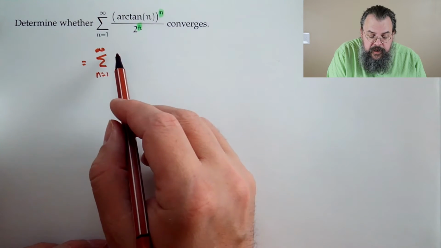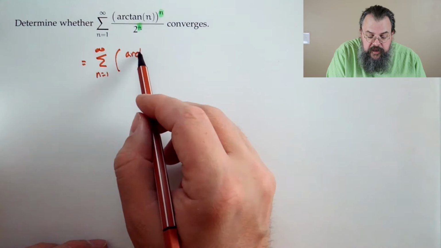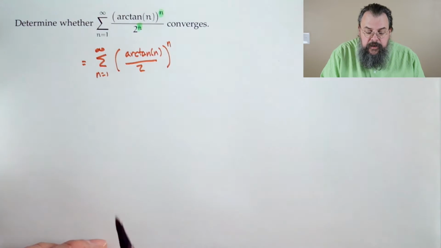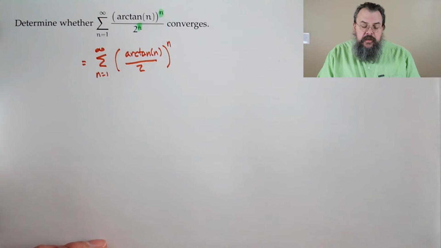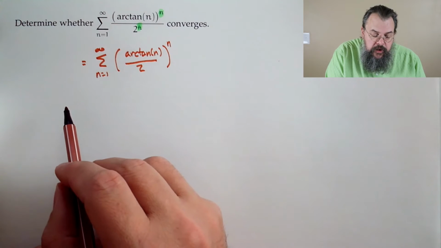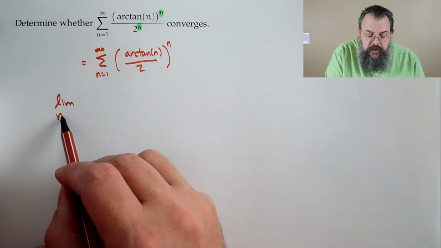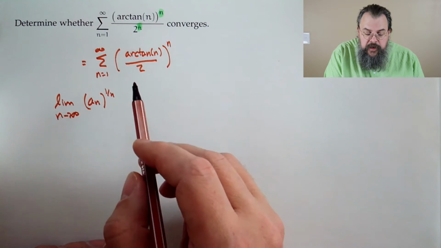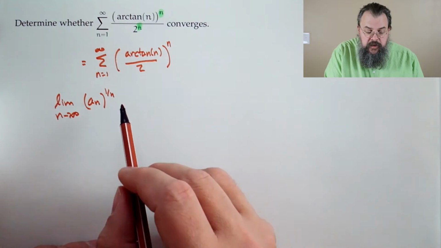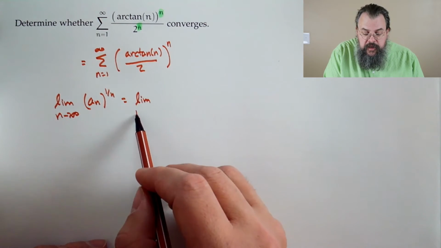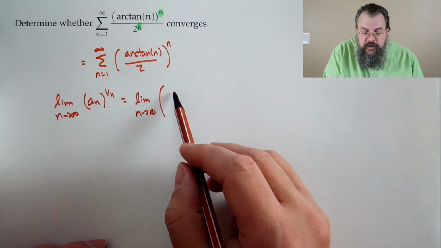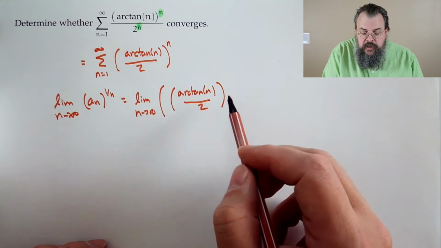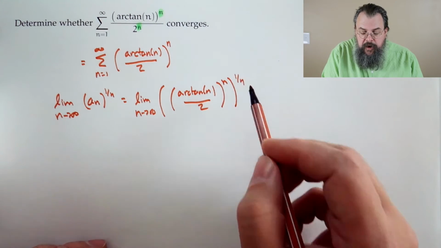So, put it another way, just to emphasize what's going on here: the sum from n equals 1 to infinity, with everything inside to the nth power, of arctangent n over 2 to the n. All right, great. So we're going to look at the limit as n goes to infinity of a sub n to the 1 over nth power, where a sub n is the whole thing. So this is our limit as n goes to infinity of arctangent of n over 2 to the nth power to the 1 over nth power.